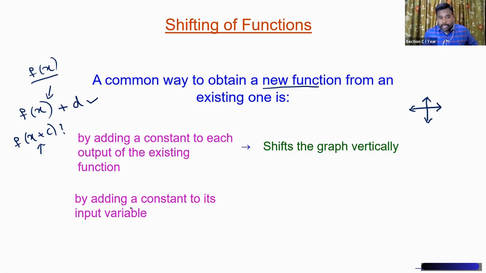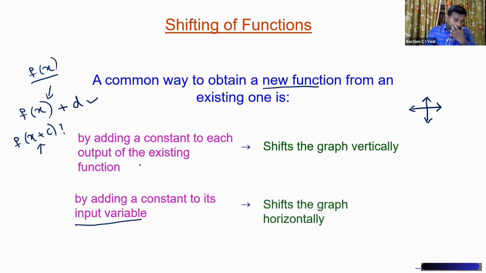Whereas if you add a constant to the input value, then you can expect the shift to happen in horizontal direction, right? So when you add a constant to the input values, the function may move towards left side or it may move towards right side, right? Let's see how all these things happen mathematically. I'll speak about rotation and other things in the next portion. That's actually scaling, but let me speak about only shifting of functions now.